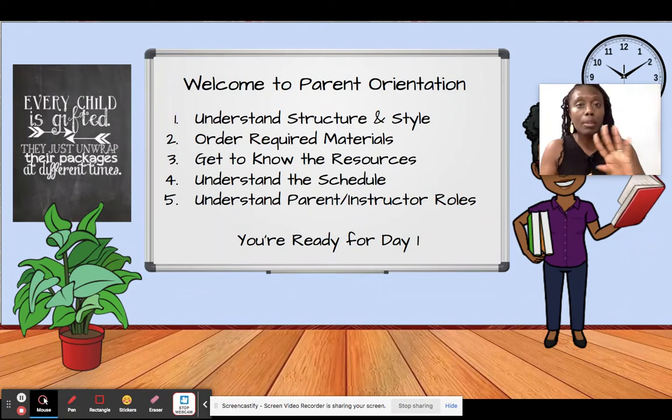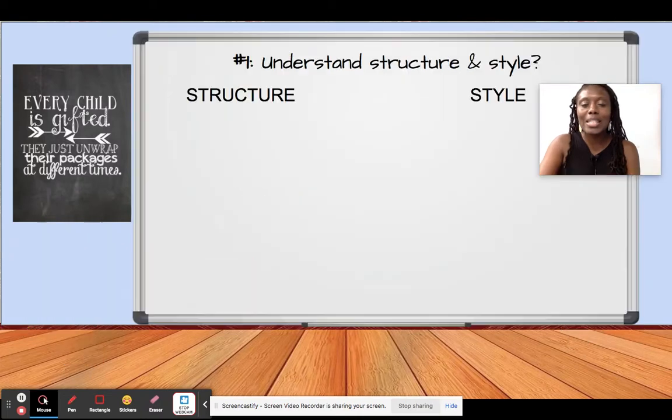Also, number 4 is understand the schedule. So I will go over the schedule. What will the week look like? What will the class day look like when we meet during the live class? And then 5, understand the parent and instructor roles. So hopefully, again, these 5 things will help you to be ready for day one. So let's go ahead and dive in.